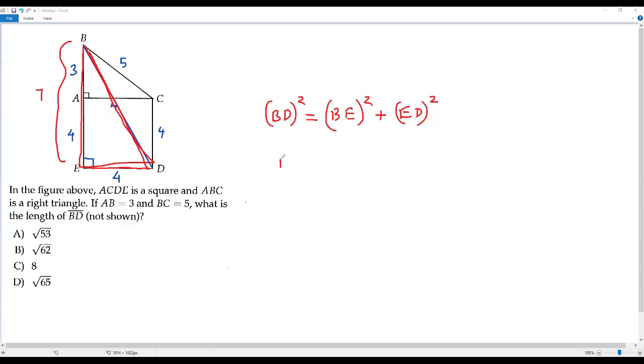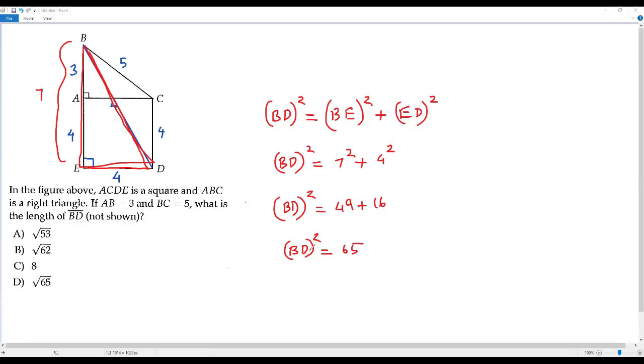Okay, so we have BD squared equals the length of BE, just now we got it, that is 7, so 7 squared, plus the length of ED, which is 4 squared. Then we get BD whole squared equals, so 7 squared is 49 and 4 squared is 16. Then BD whole squared equals 49 plus 16, which is 65.